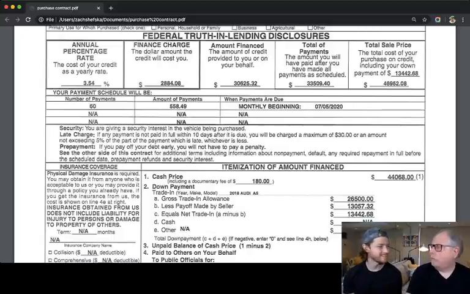I would think so. But don't tell anyone. Okay, but that's got to be disclosed to the customer. And then the total sale price, what does that mean? Well, that includes all the fees.